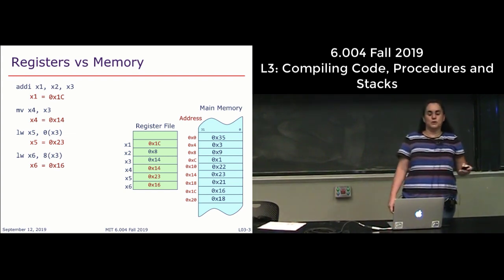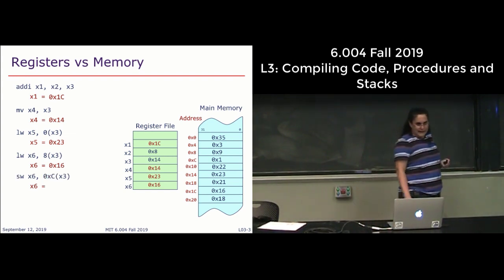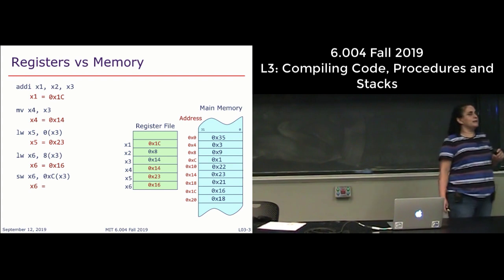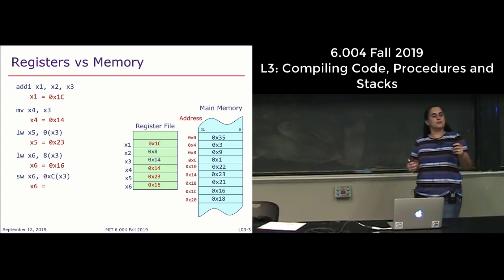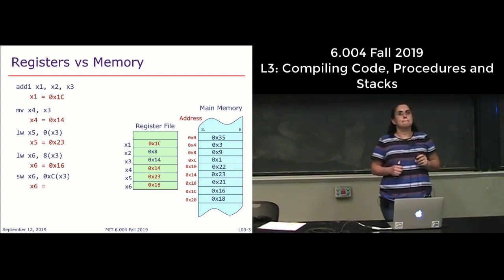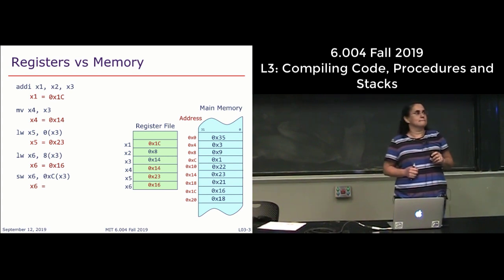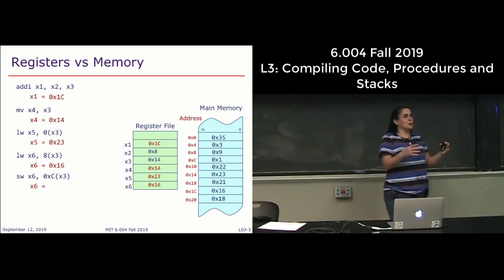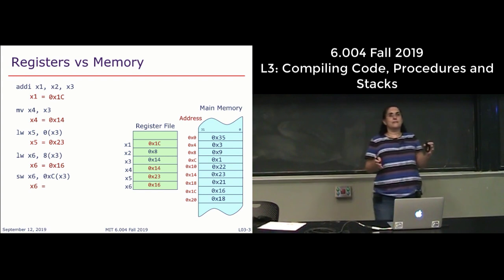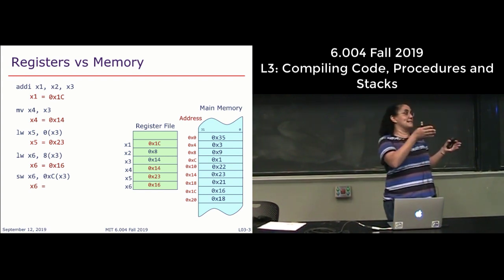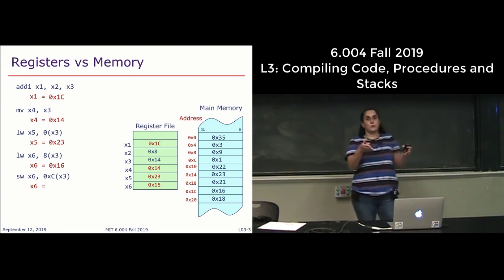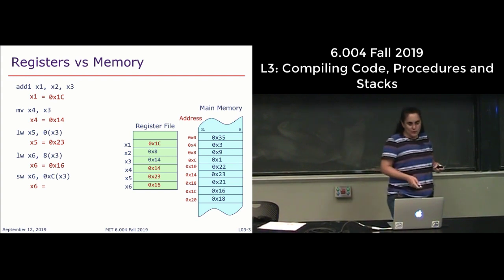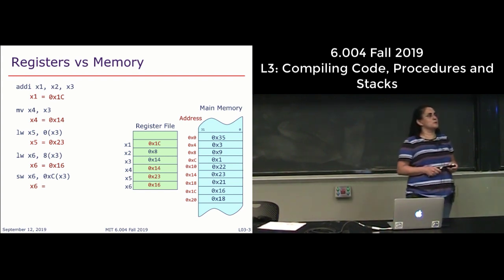And finally, we'll do a store operation. And so I'm going to store here. Where is the value that I'm going to store coming from in this case? X6, okay? So the store is a little bit different from all of our other instructions in that the first operand is not a destination, it's actually our source, okay? And so we're going to store the contents of X6, which is 0x16.